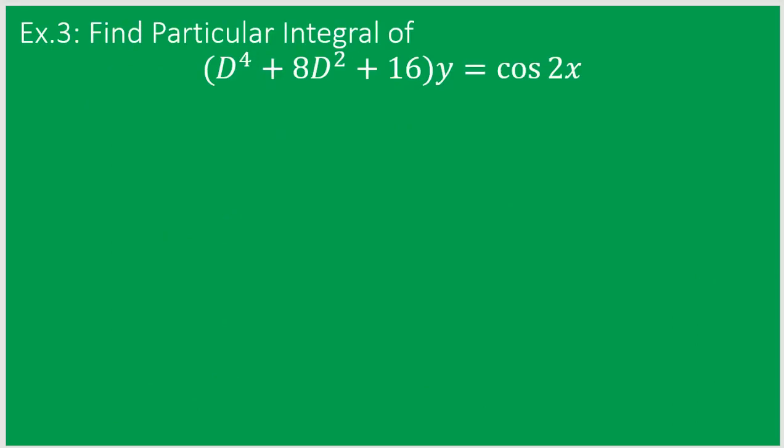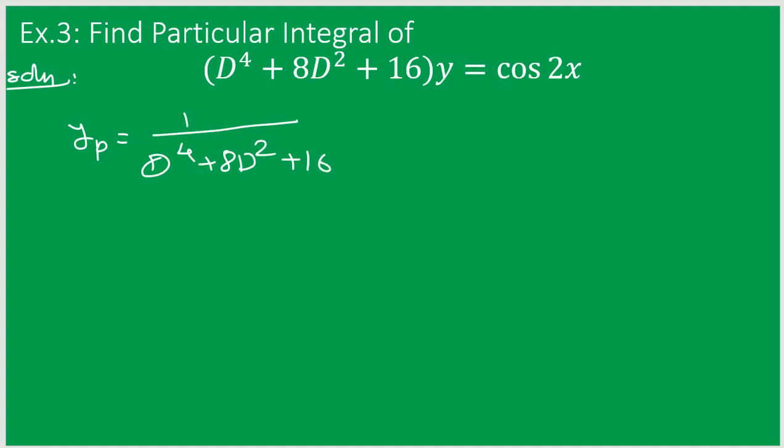Now look at this example. You have to find the particular integral of D⁴ + 8D² + 16 operates on y = cos of 2x. So solution: yp is equal to 1 upon D⁴ + 8D² + 16 operates on cos 2x. Okay, so here a is 2.